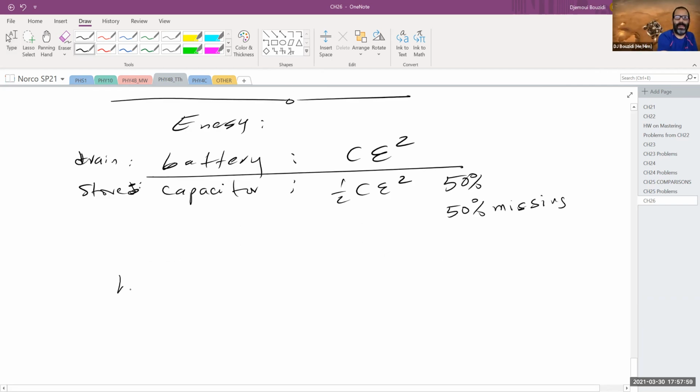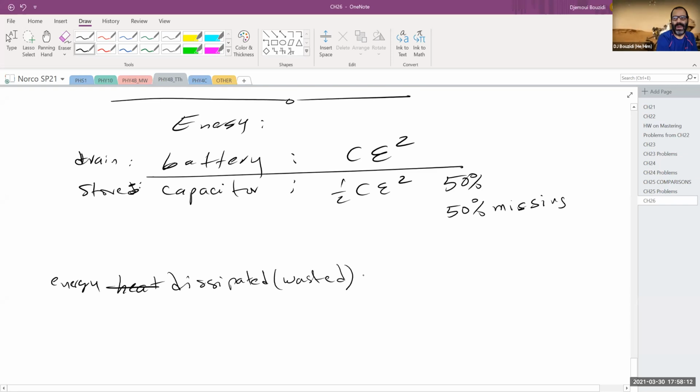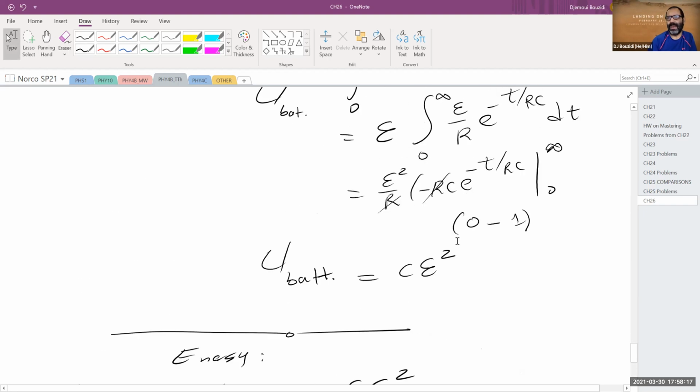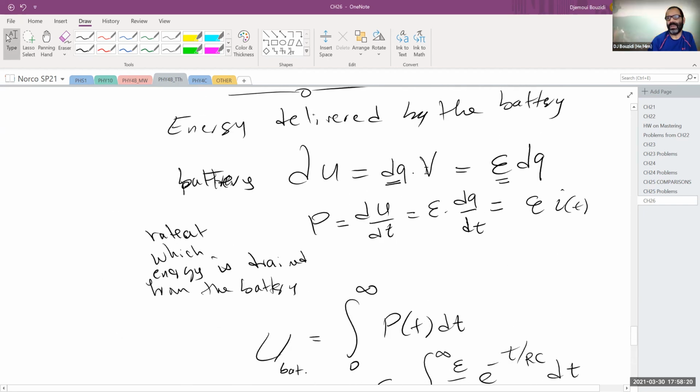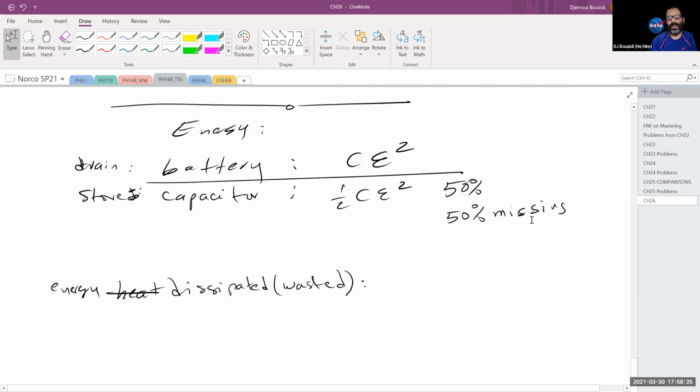So heat dissipation, or energy dissipated, wasted if you wish, in the resistor, of course. So that is going to be, again, the same expression, except that the EMF now across the resistor is just Ri. So the power in the resistor is going to be just the current I times the voltage, and the voltage is given by Ohm's law. So this is going to be Ri squared.